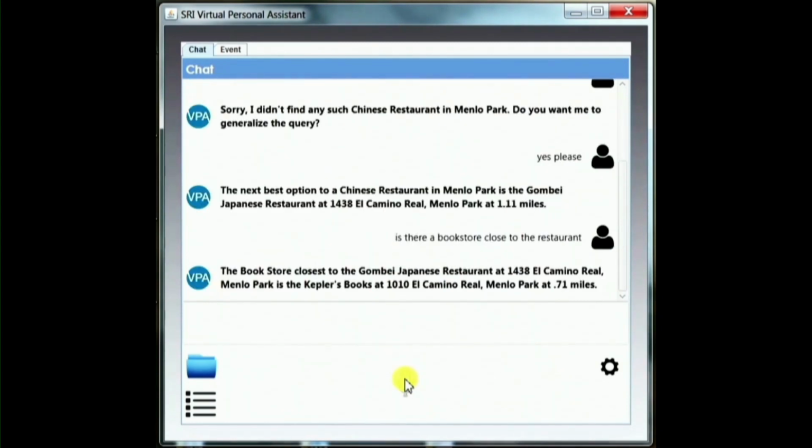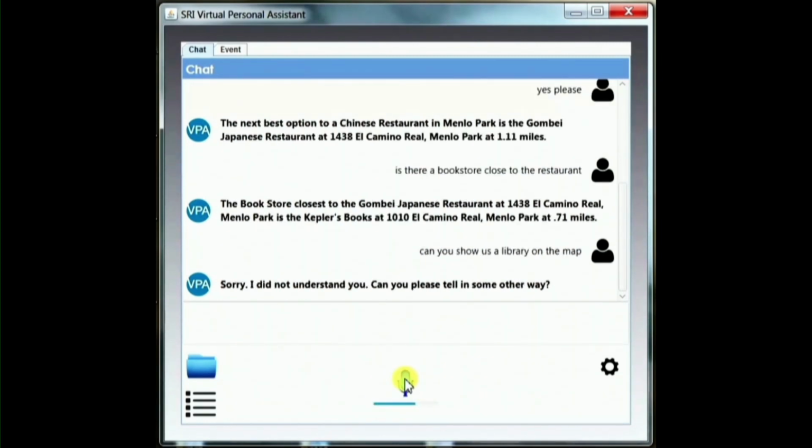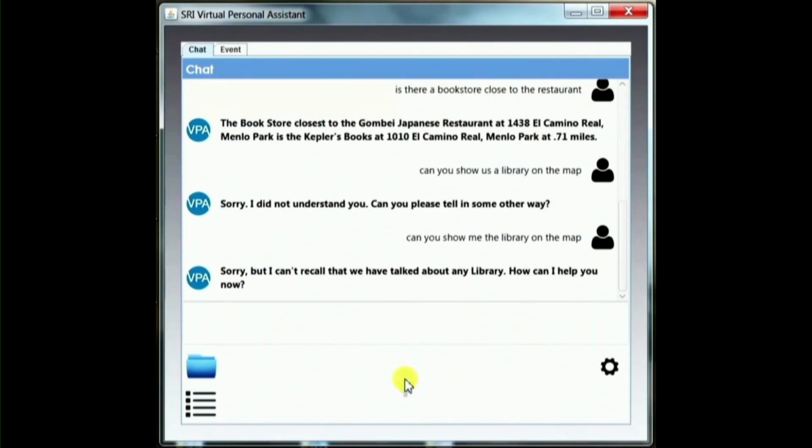The bookstore closest to the Gombe Japanese restaurant at 1438 El Camino Real, Menlo Park is the Kepler's Books at 1010 El Camino Real, Menlo Park at 0.71 miles. Can you show the library on the map? Sorry, but I can't recall that we have talked about any library. How can I help you now?